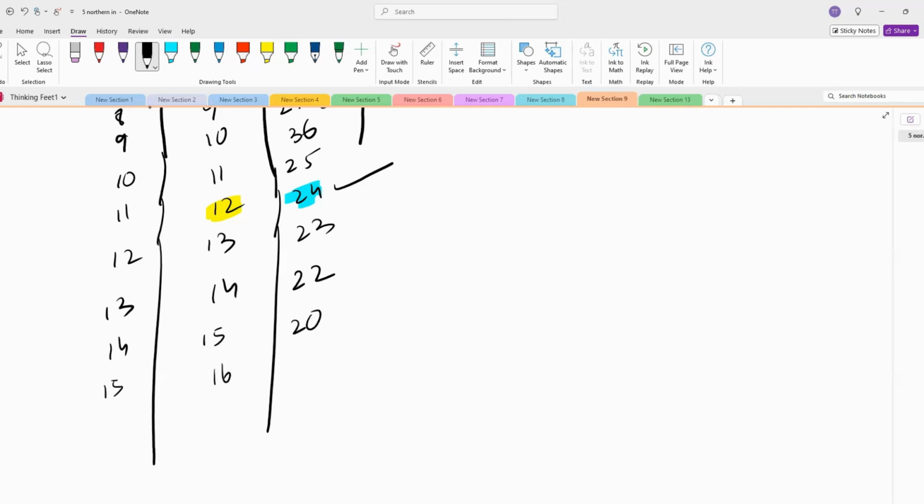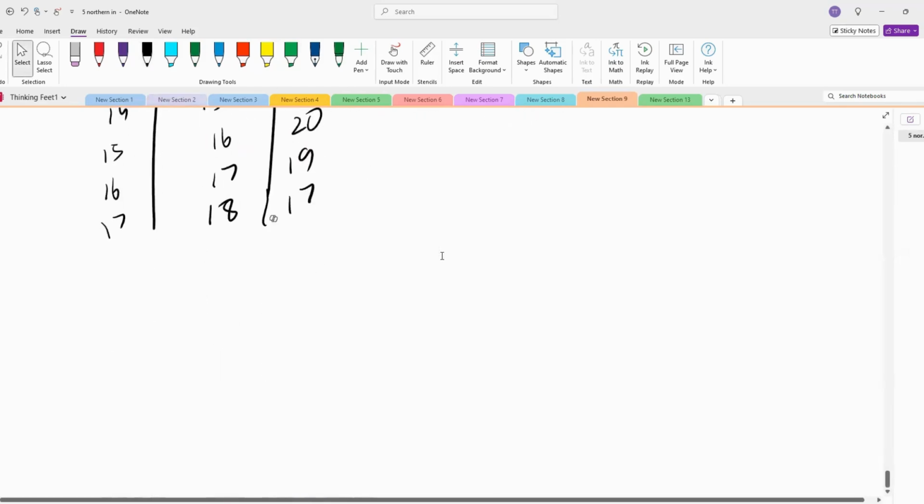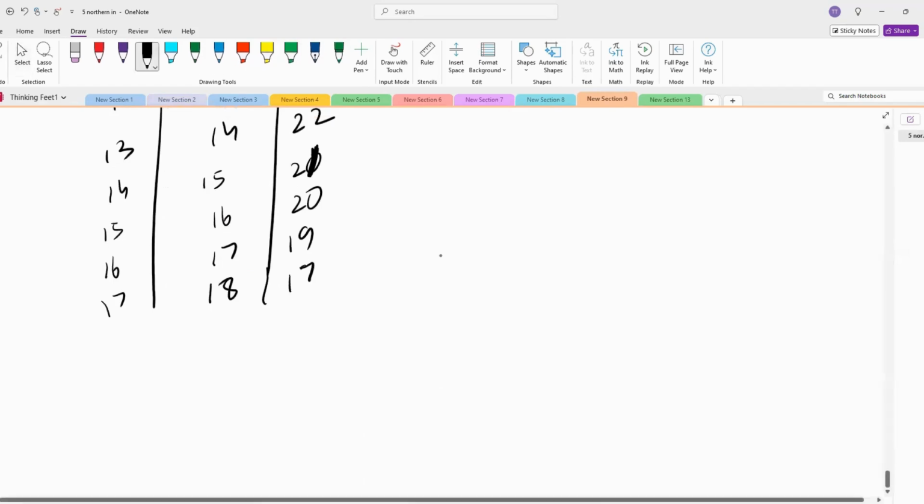15, 16, sorry, this is 21. 20 doesn't work. 16, 17, 19 doesn't work. 17, 18. Sorry, 18. Yeah, this is 18. Yeah, this works because 18 is divisible by 18, right?